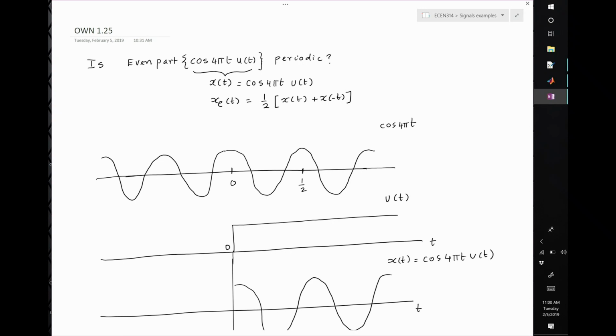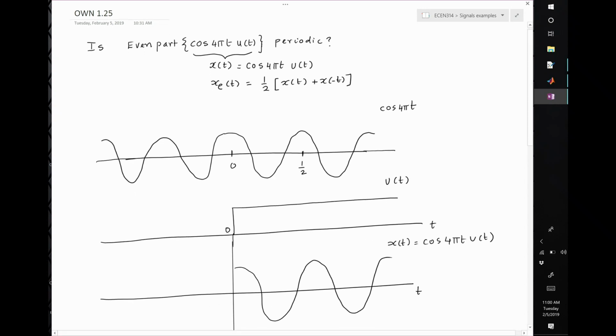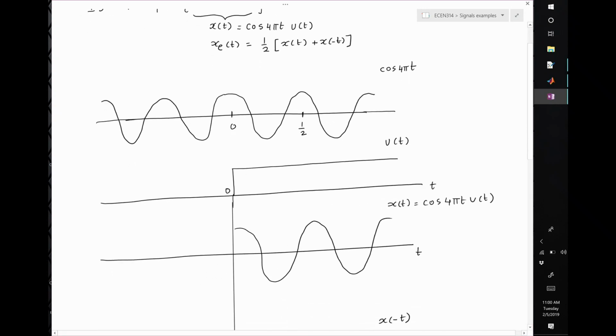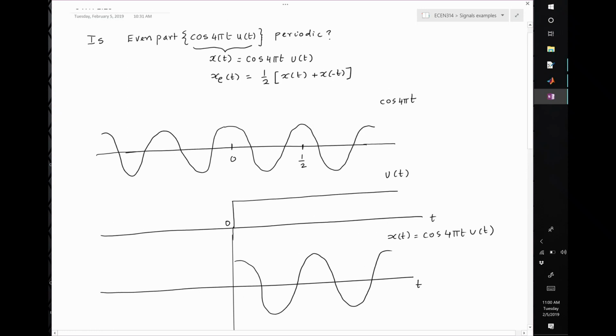Notice that x of t is the product of two signals. It's cosine 4 pi t times u of t. So if I think about sketching x of t, I would get a signal which looks like this. That's because we start with the cosinusoid. Cosine 4 pi t is a signal that goes on forever, from time t equal to negative infinity to positive infinity. And you have a unit step signal u of t, which is 0 if t is less than 0. It's 1 if t is greater than 0, and at 0 it takes the value 1/2.